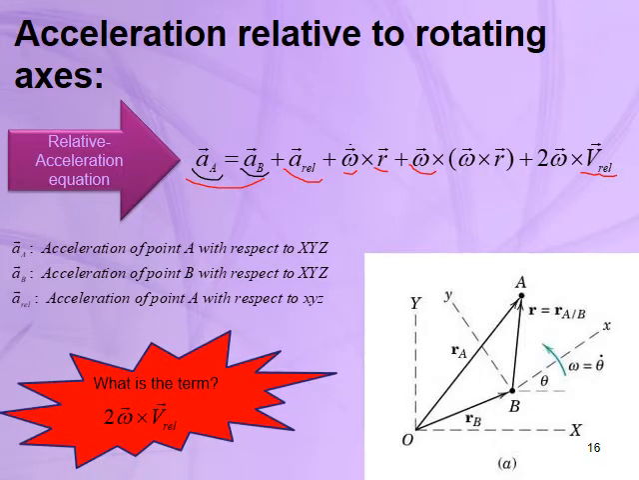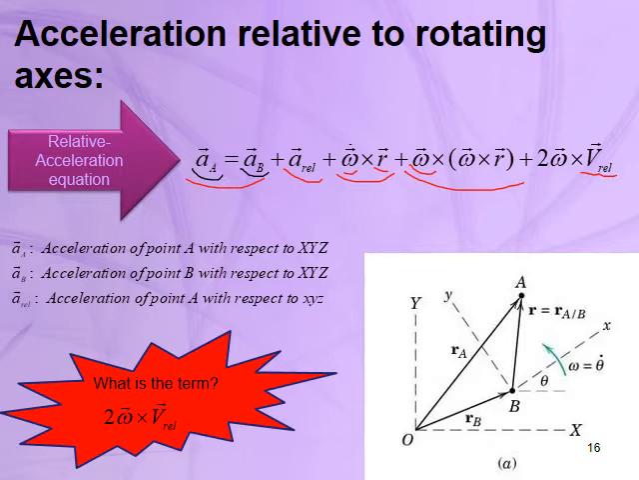And here we have one question. What is the term 2 times omega cross V relative? Here, if you look at this equation, this term in fact is the tangential acceleration, and this term is the normal acceleration, and the other terms are similar to the previous part.